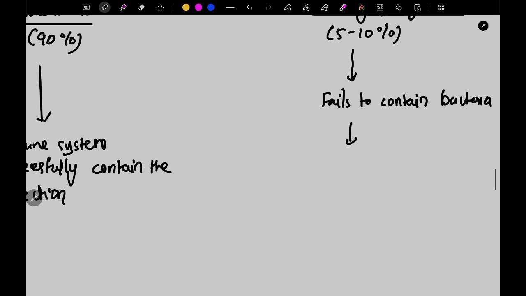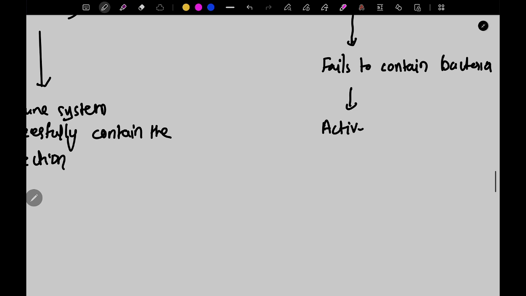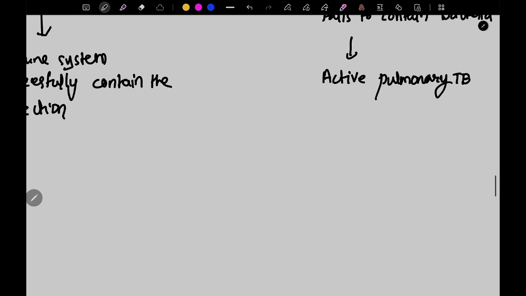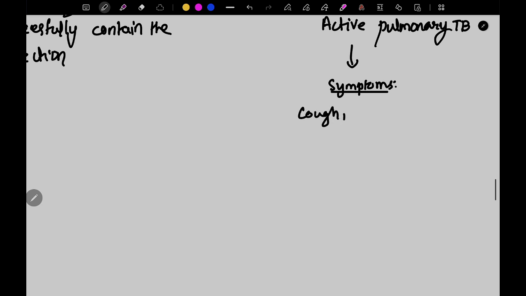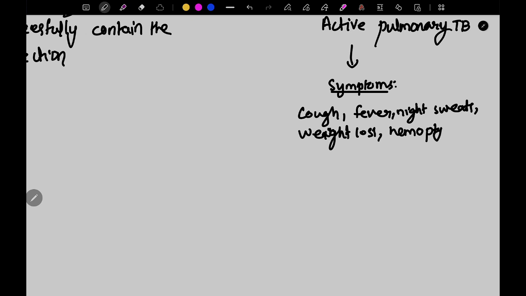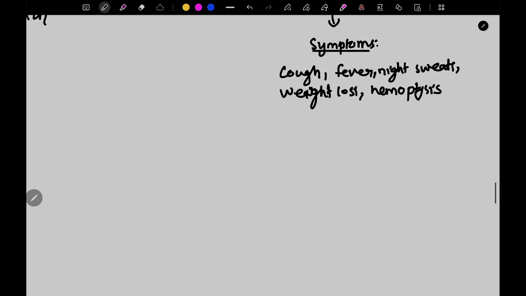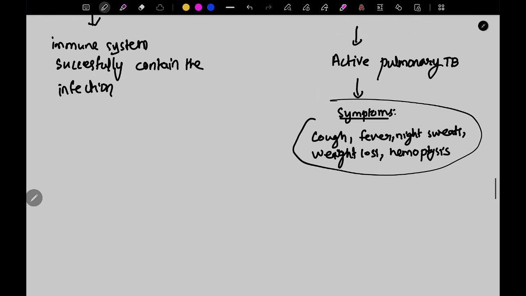That can lead to active pulmonary tuberculosis. And in these people, symptoms appear. The symptoms which are typical of tuberculosis, like cough, fever, night sweats, etc. Then weight loss, then hemoptysis, that is coughing of blood. These are the classical symptoms of tuberculosis.